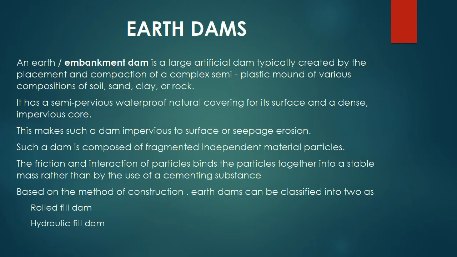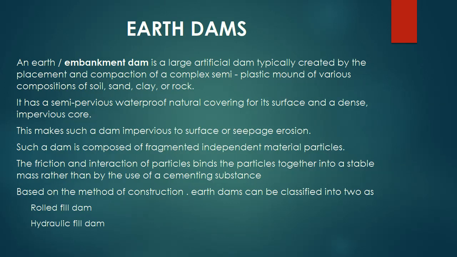Such a dam is composed of fragmented independent material particles. The friction and interaction of particles binds the particles together into a stable mass, rather than by the use of a cementing substance. Based on the method of construction, earth dams can be classified into two: rolled fill dam and hydraulic fill dam.